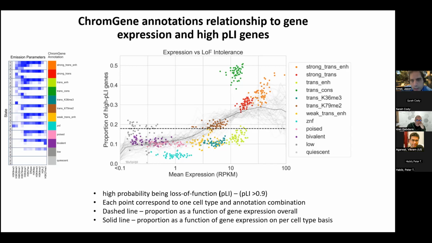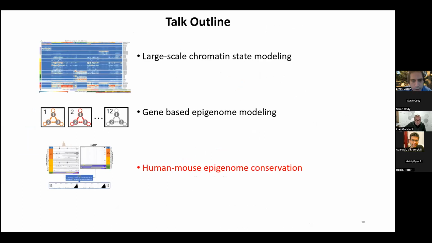And then importantly, even for annotations that have roughly similar pLIs or gene expression score, you can see variation in the proportion of high pLI genes. So this is saying that these annotations can capture additional information that's biologically relevant about genes that aren't necessarily captured at the gene expression level. So you can have genes that are, for example, unexpressed, but are marked with different sets of epigenomic annotations that can correspond to different biological properties.